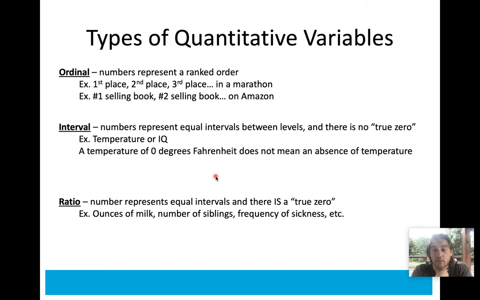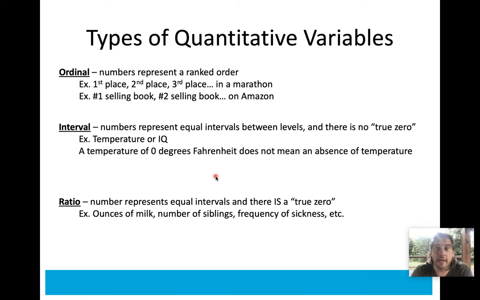So something like temperature is an interval variable because, yes, we have a 0 degrees in Fahrenheit and Celsius, but it's not a true 0 because that 0 doesn't mean the absence of the variable, the absence of temperature. There is no such thing as the absence of temperature. It is simply a sliding scale, where if I go from 10 degrees to 15 degrees, it's the same change as 15 degrees to 20 degrees, 20 degrees to 25 degrees, and there's no 0 point.